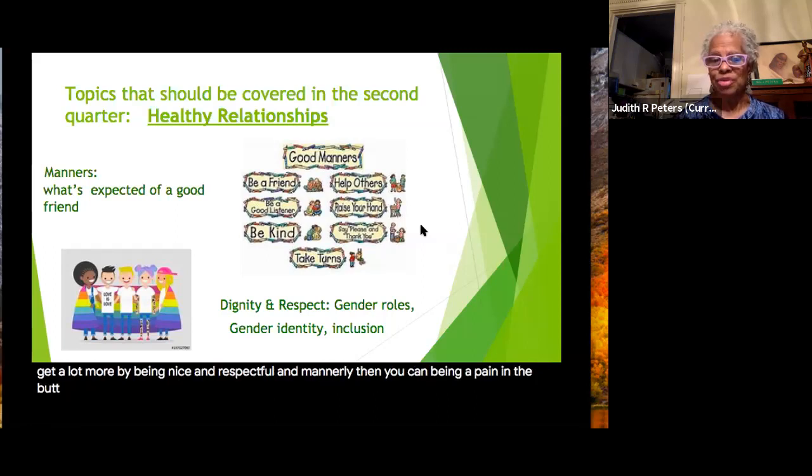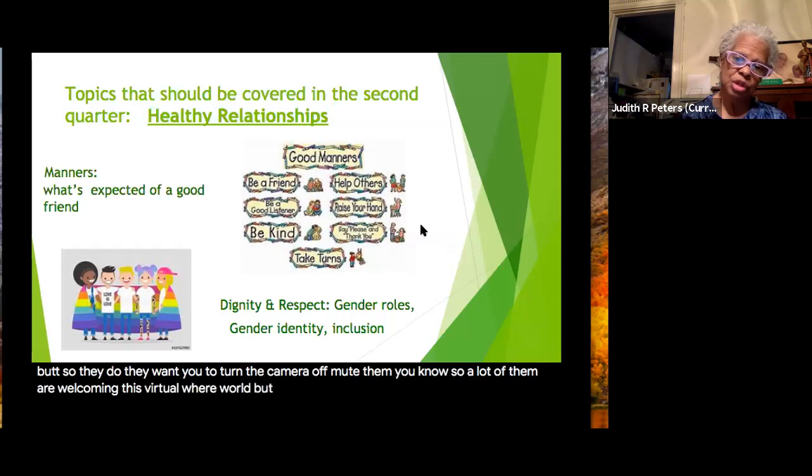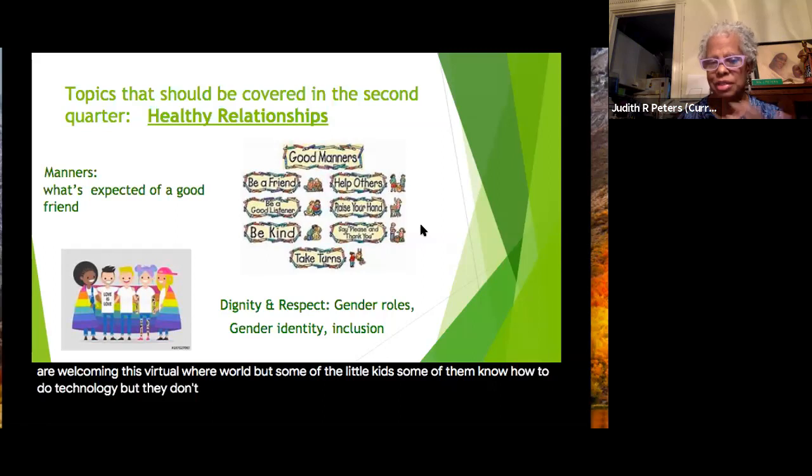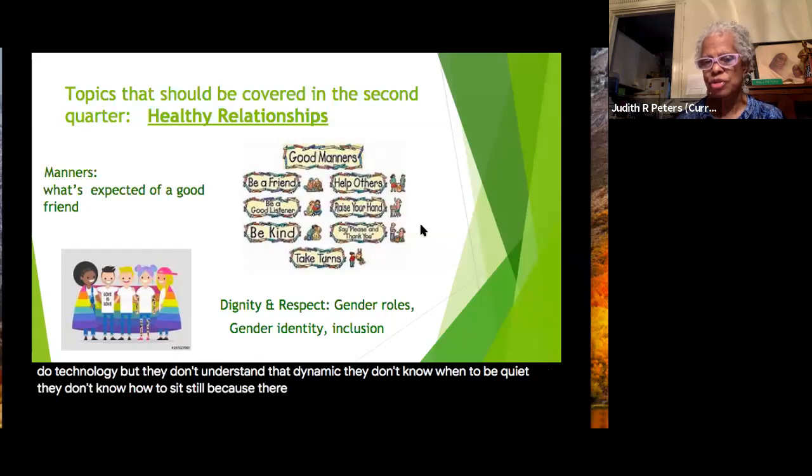They want you to turn the camera off, mute them. So a lot of them are welcoming this virtual world. But some of the little kids, some of them know how to do technology, but they don't understand that dynamic. They don't know when to be quiet. They don't know how to sit still because they're allowed to do so much at home themselves.